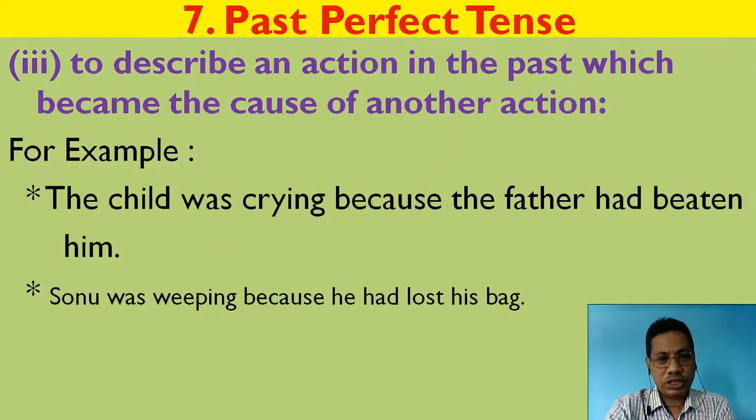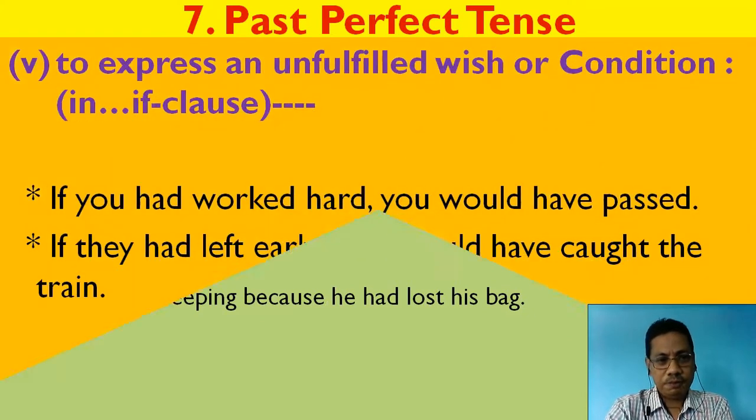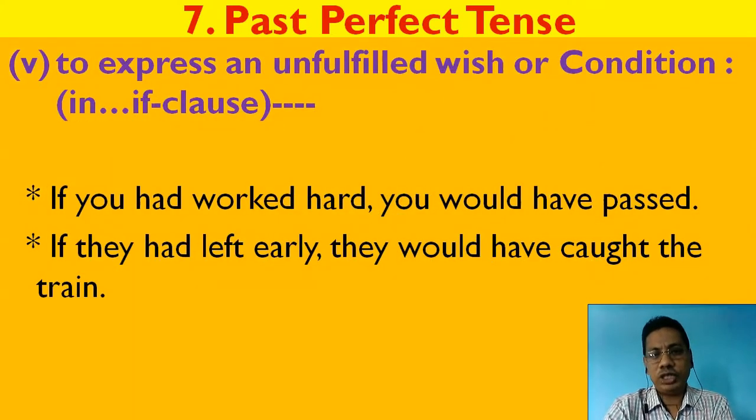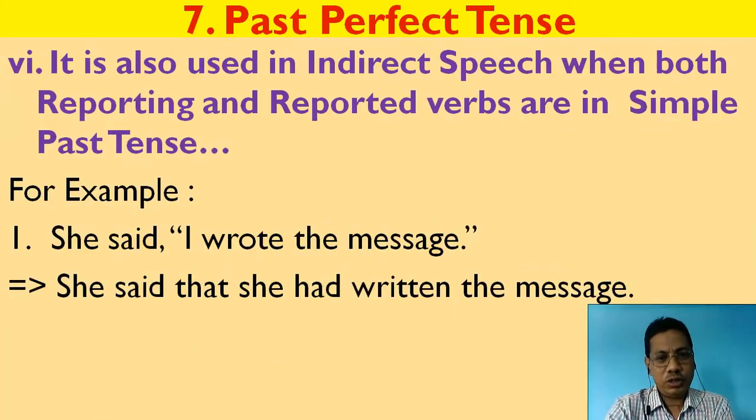It is also used to describe an action in the past which became the cause of another action. Like the child was crying because the father had beaten him. Sonu was weeping because he had lost his bag. It is also used to express an unfulfilled wish or condition, like if you had worked hard, you would have passed. If they had left early, they would have caught the train. It is also used in indirect speech when both reporting and reported verbs are in simple past tense. He said, I wrote the message. He said that she had written the message.